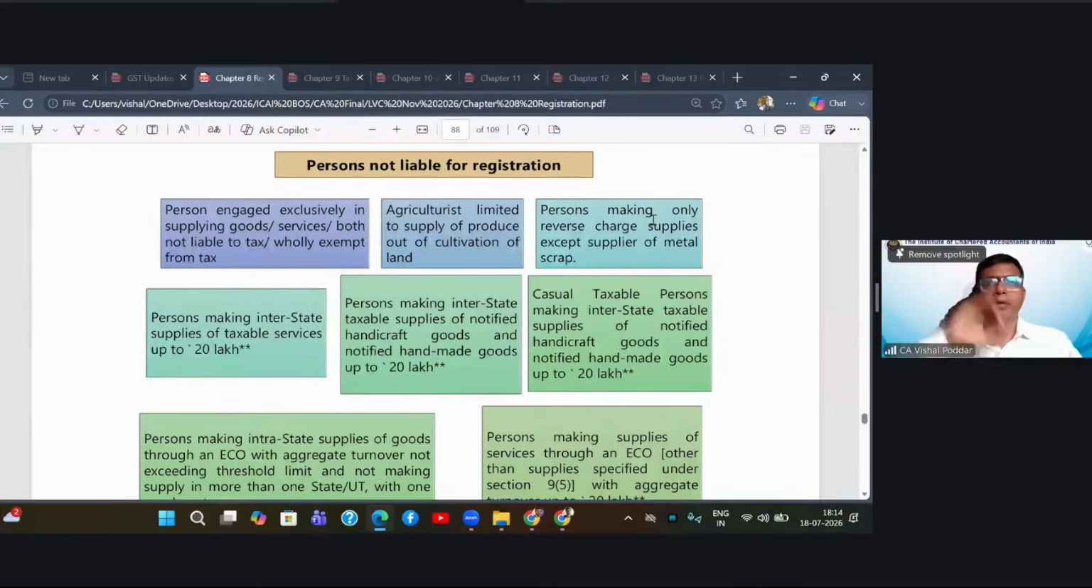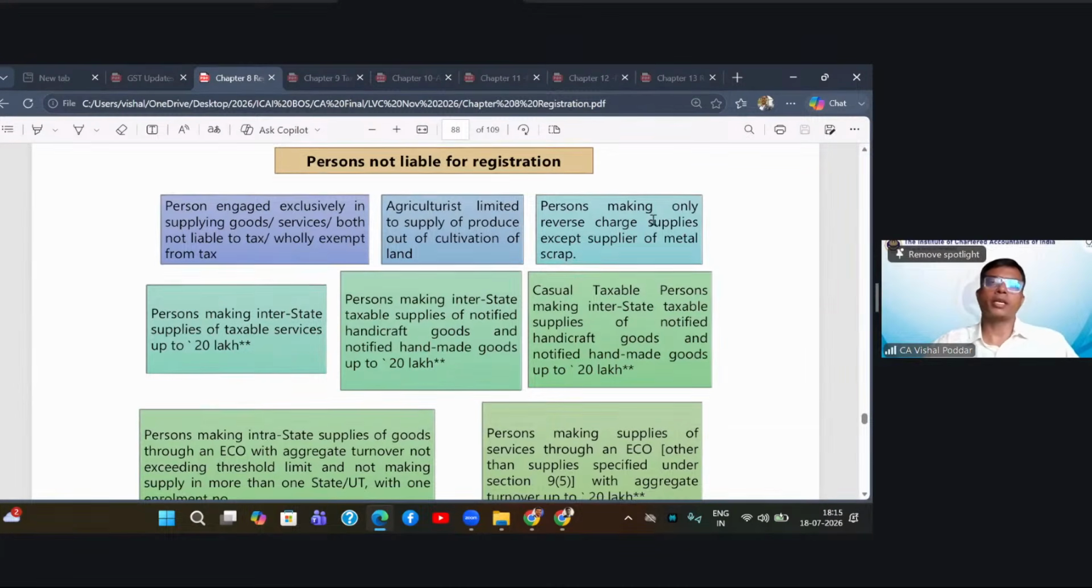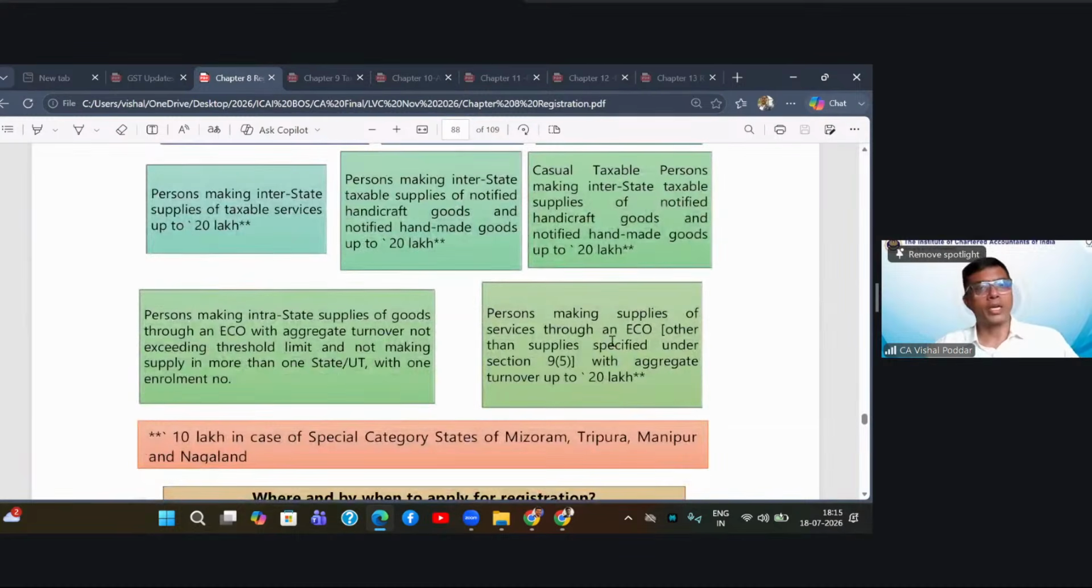The tax has to be paid by the recipient. Such suppliers of RCM supplies need not take registration, again, assuming they are having no other transaction. Next, person making interstate supply of taxable service up to 20 lakhs. Person making interstate supply of notified handicraft goods up to rupees 20 lakhs. Casual taxable person making supply of notified handicraft goods up to 20 lakhs.